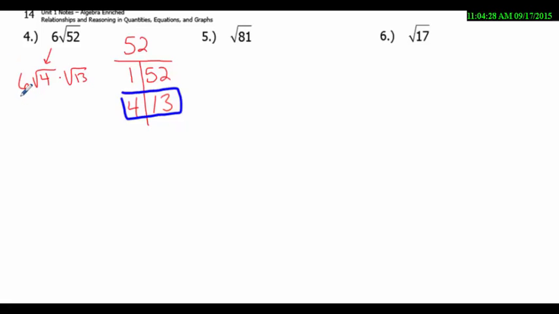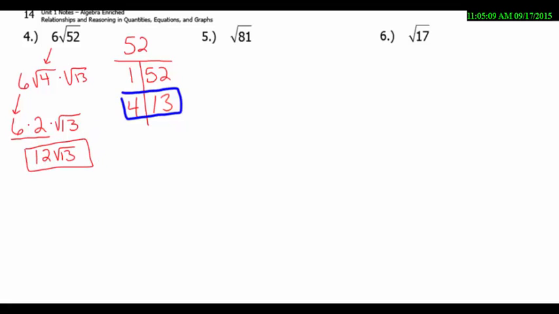I still can't do anything with this 6 yet, so I'm going to bring the 6 down. The square root of 4 will give us 2. And remember, you don't need the square root sign because you have already square rooted the 4. And 13 is prime, so we're just going to bring down the 13. From here, all we need to do is to multiply the 6 and the 2. We will get 12, and it's times the square root of 13, and so our final answer is going to be 12 radical 13.